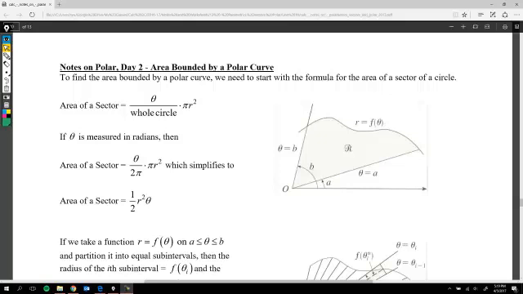Hi everyone, we are finding area of polar equations now. It goes back to where we started with integrals in the first place, but a little bit of review. So area of a sector is essentially the percentage of the circle that we want.